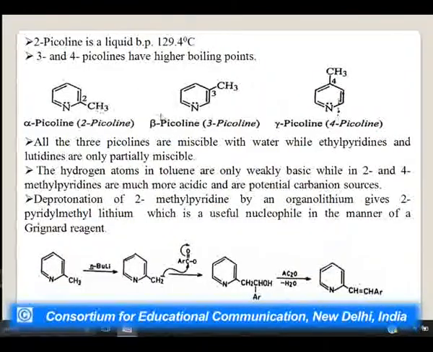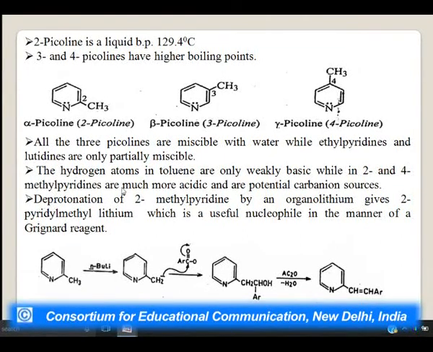You can see the structures of picolines. This is alpha picoline, also known as 2-picoline, beta picoline because of this methyl group at position number 3, or we can say beta position. This is 3-picoline, this is gamma picoline or 4-picoline. 3 and 4 picolines have higher boiling points. All the 3 picolines are miscible with water, while ethyl pyridines and lutidines are only partially miscible.